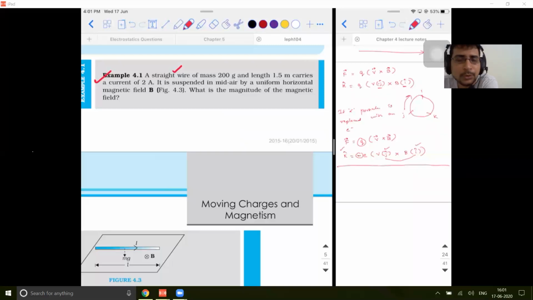Wherever you see a uniform field, it is always parallel. Whether it is magnetic field or electric field, it is always a set of parallel rays. So you have a uniform horizontal magnetic field. What is the magnitude of the magnetic field?